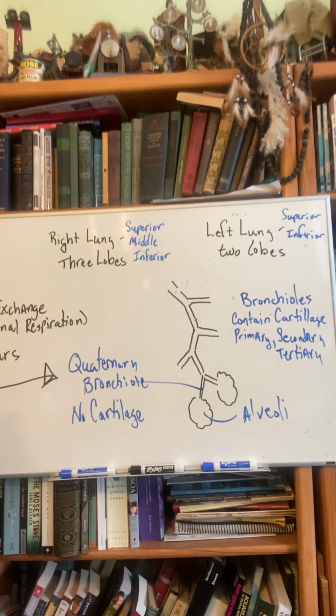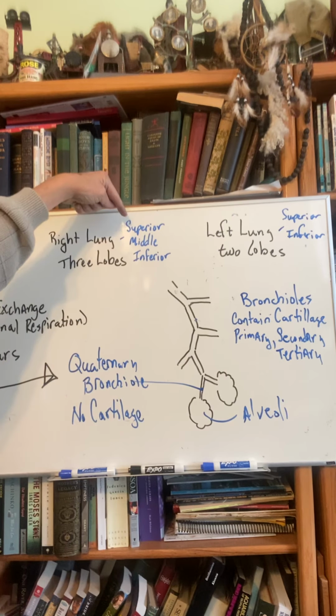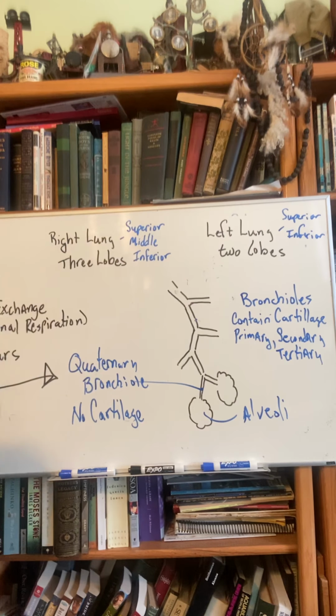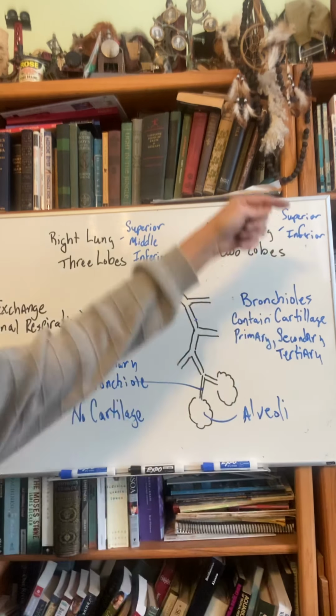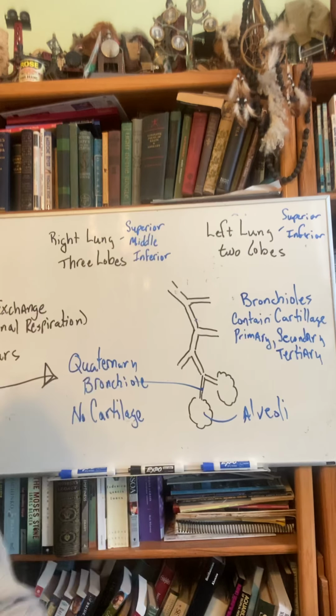Okay, so we have made it down to the level of the lungs. Now, there's an asymmetry to our lungs because of the presence of the heart on the left side of the thoracic cavity. So the right side lung has three lobes, the superior, middle, and inferior lobe, whereas the left side lung only has two. It has a superior lobe and an inferior lobe.